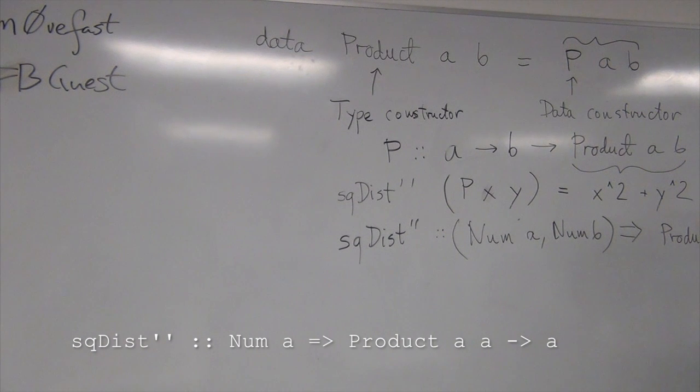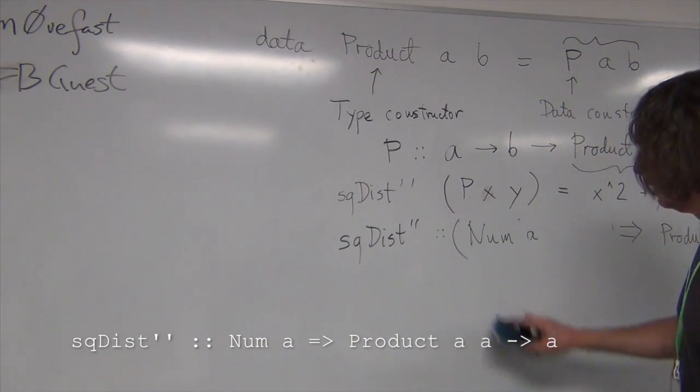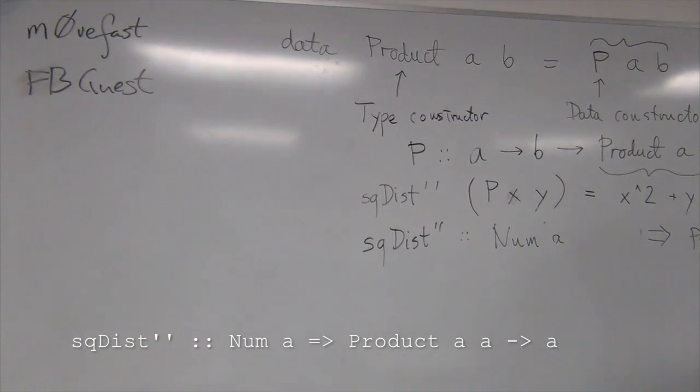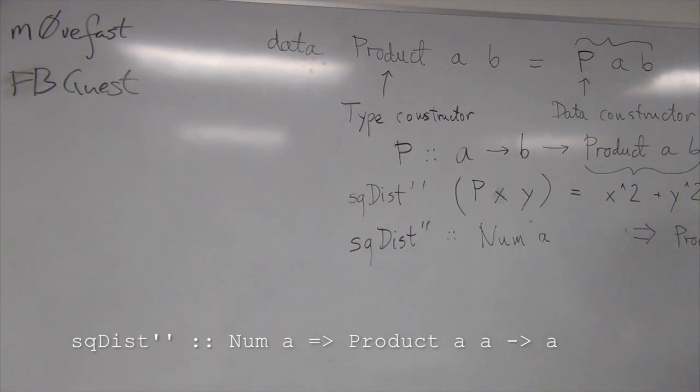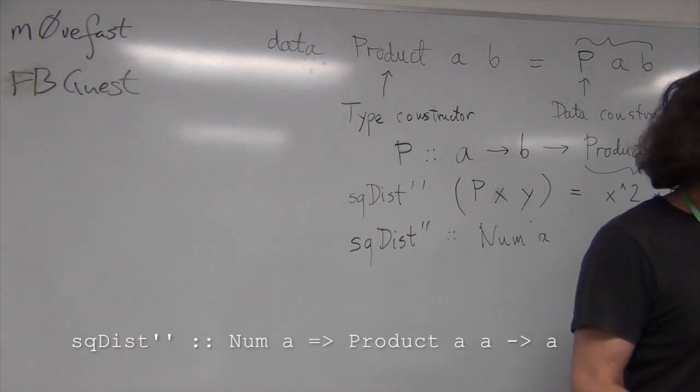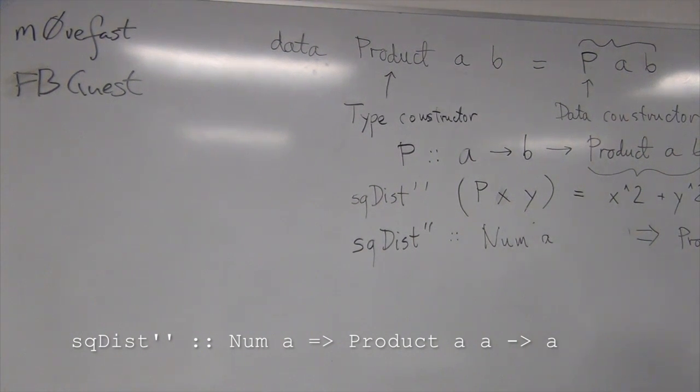arrow. Probably I should put Num C here too, right? Num C to C. Wait, no, wait a moment. It has to be the same num, right? Why don't you ask GHC what the type is? I just did. Oh, I see. But we figured it out earlier, right? So Num A, and it takes a product A A and returns A.